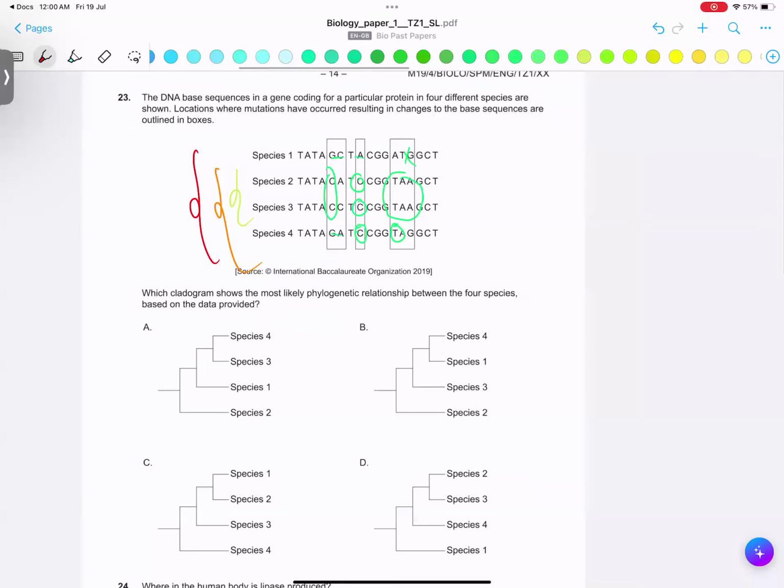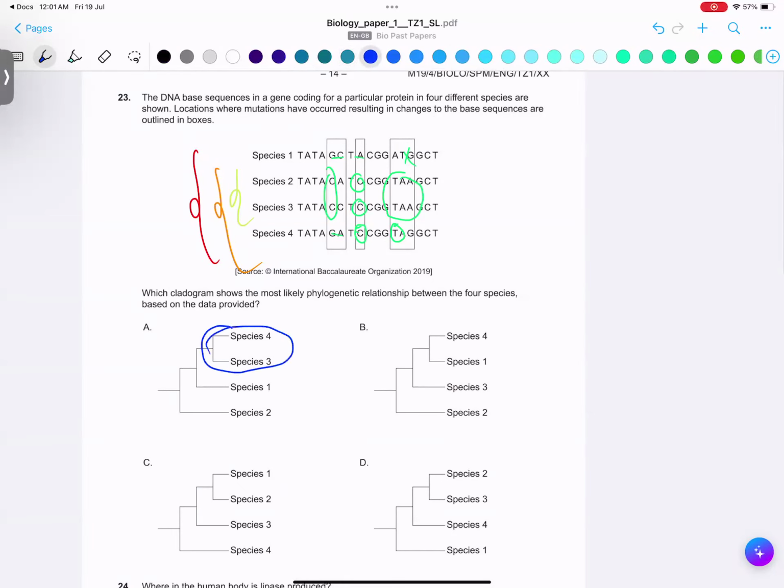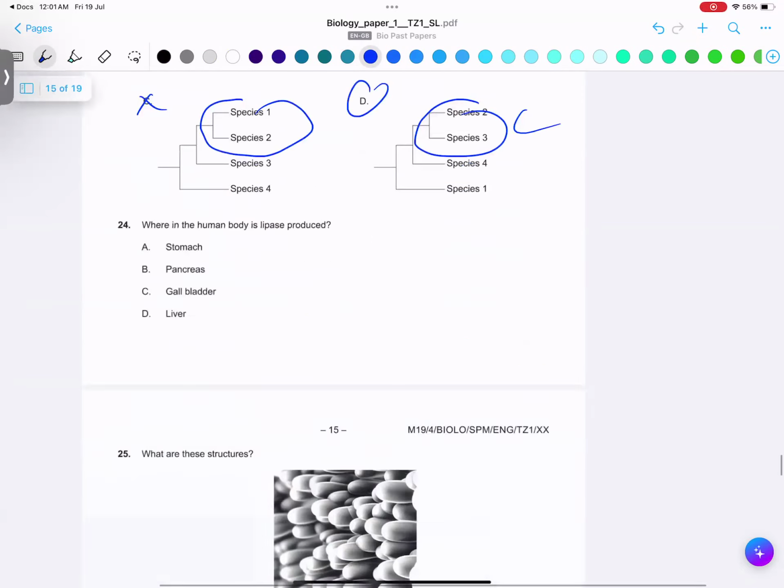So our answer is going to be, let's just look at the answers. 3 and 4 cannot be this close to each other. They cannot be in this clade. So the name is clade, guys. Keep in mind, these are clades. So no, because 4 and 1. So we're just looking at the specific clades. It saves us time. 1 and 2, no. 2 and 3, yes. This is our answer.